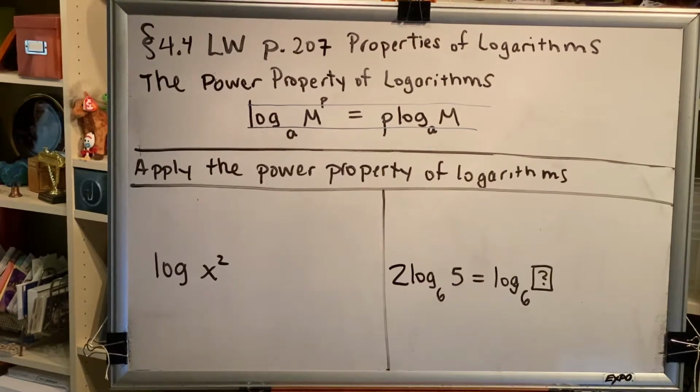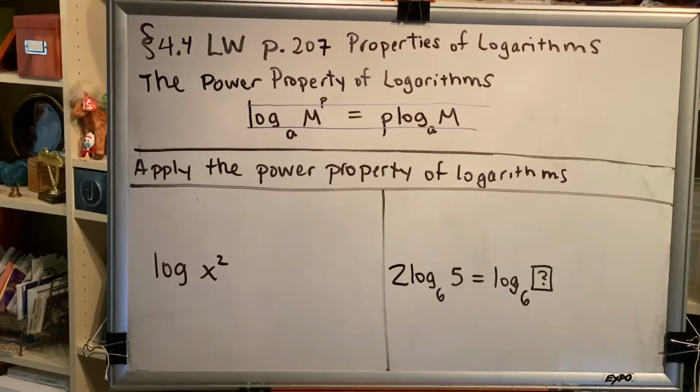Please open in your learning workbook to page 207. We're going to learn our next logarithmic property, the power property of logarithms. The power property of logarithms states that log base a of the argument m to the p power equals p times log base a of m.